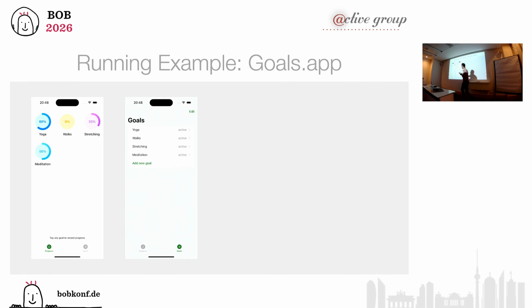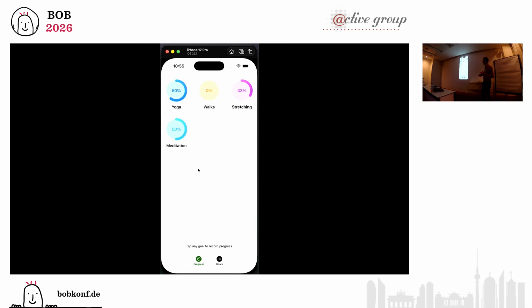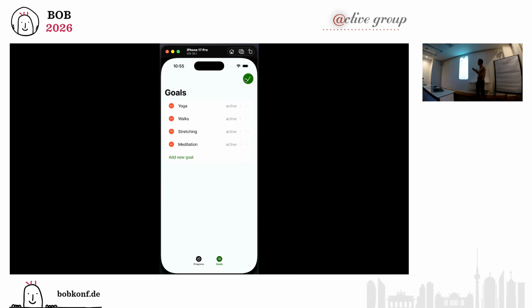There are 2 screens in a tab view. And on the right one, you can dig down. To see how that works, a little demo. So here's the app. You can switch between the 2 screens. On the left screen, you have an overview, and you can advance. If you did another walk, you can advance that here. In the right one, you can dig down and edit your list of goals.